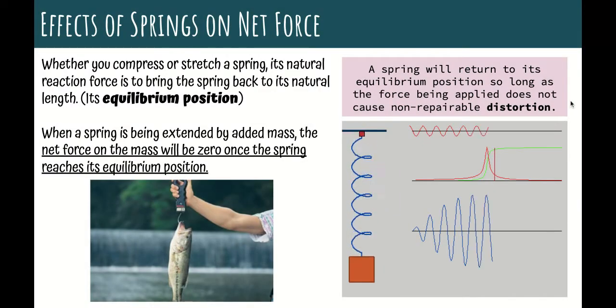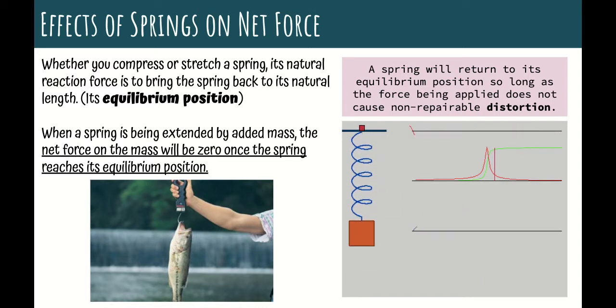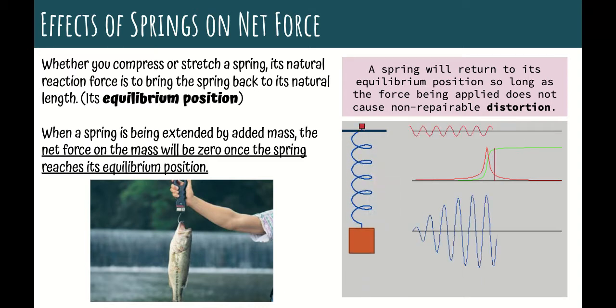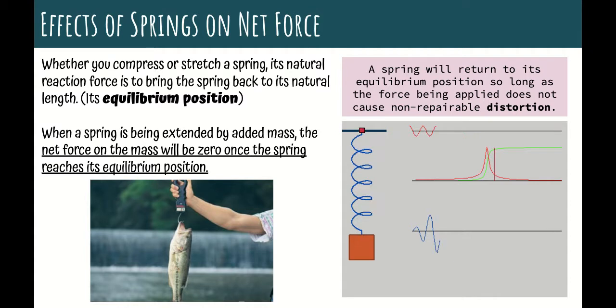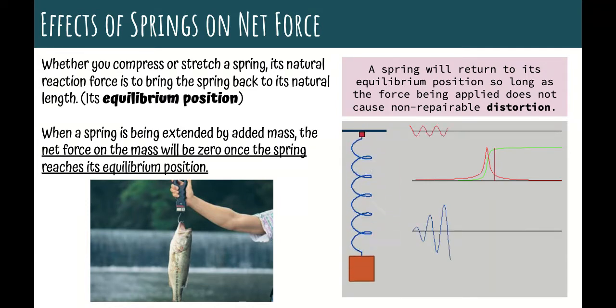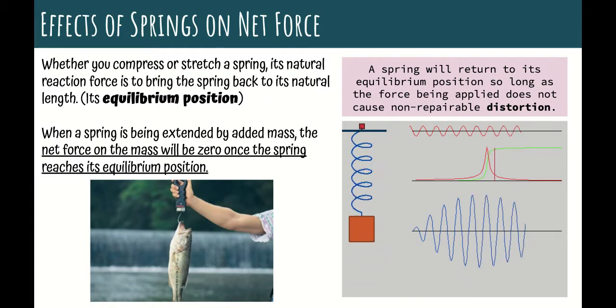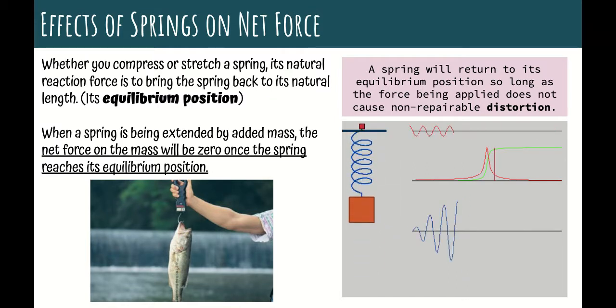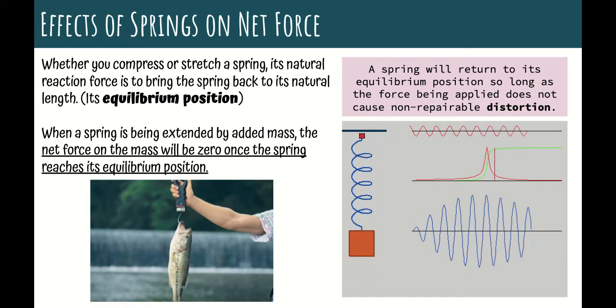Hooke's Law has to do with the effects of springs on net force. We all have used springs before, and we know that whether we compress a spring or we stretch a spring, it naturally wants to come back to its equilibrium position, back to its natural length. As long as you haven't pulled it so far that it's now distorted, which sometimes happens, like think about a slinky. How many times have you played with slinkies, probably when you were kids, and you pulled it too far and it distorted the slinky? Once that happens, it's not repairable, but as long as you're not applying too much force, they're always going to want to come back to their equilibrium position.